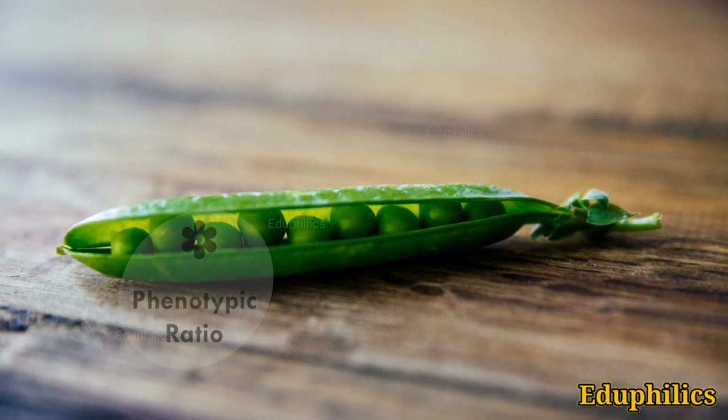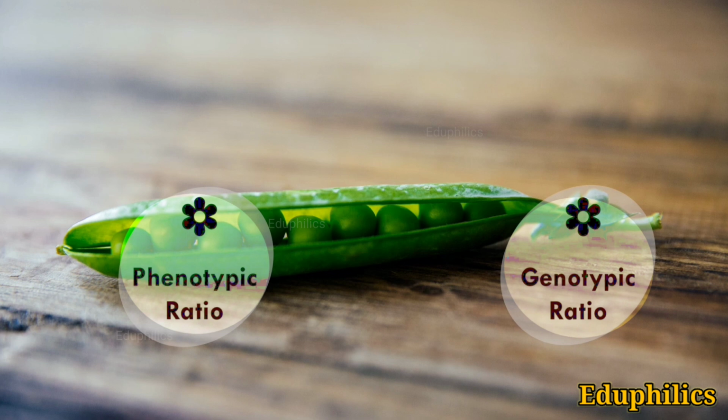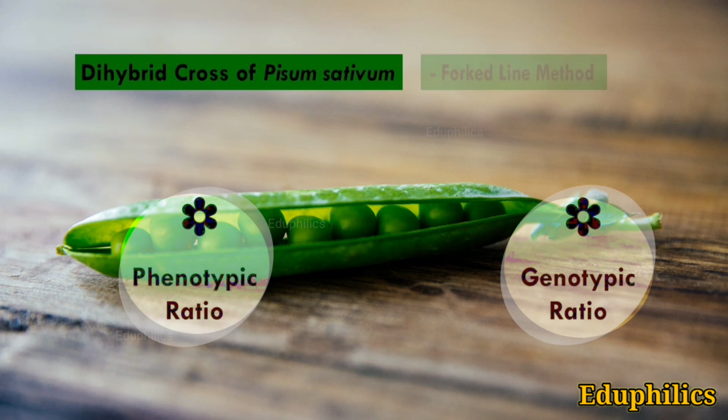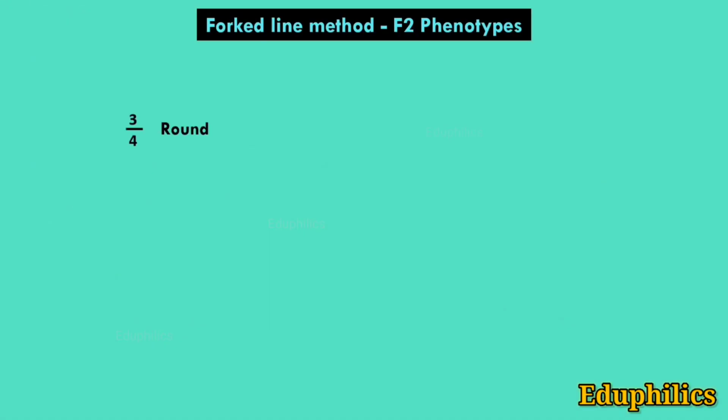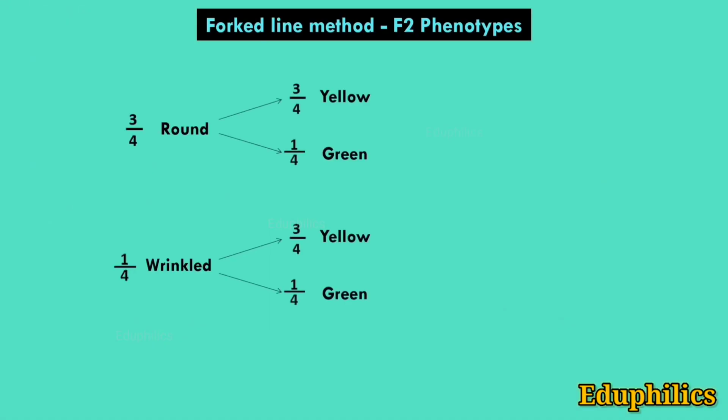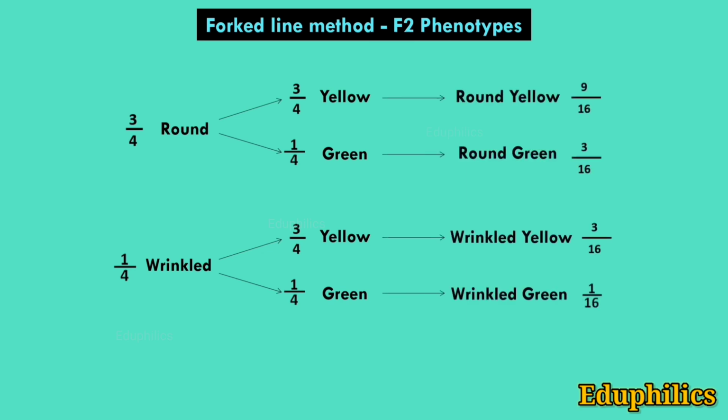In this video, we are going to find phenotypic and genotypic ratios among progeny in a dihybrid cross of pea plant by following Folk-Lyon method. In the first half of the video, we will find phenotypic ratio, and in the second half, we will find genotypic ratio by using this simple method. Let's see how easily we can write these phenotypic combinations.